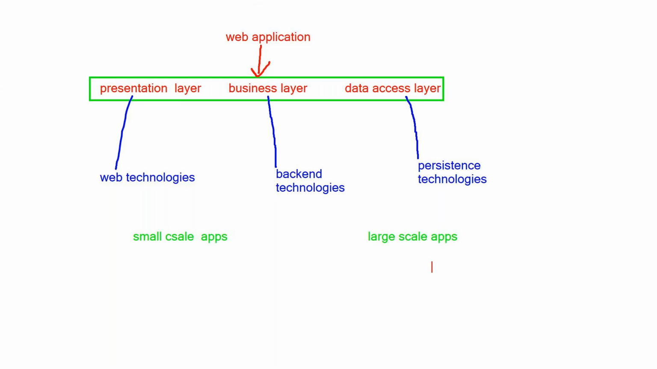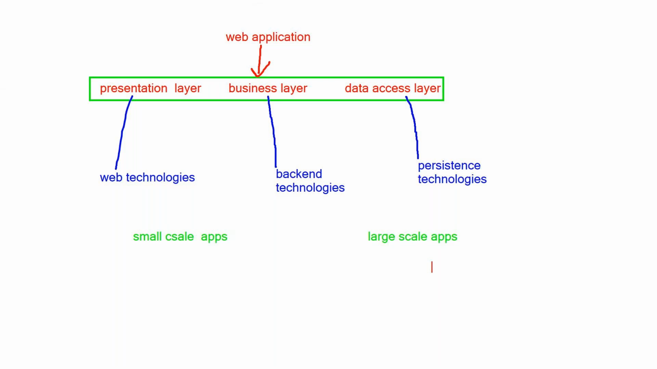So in what sense will we decide whether an application is small scale or large scale? Based on the data usage. Your Amazon is best suited as a large scale application. ATM is best suited as a large scale application. Gmail is also a large scale application.